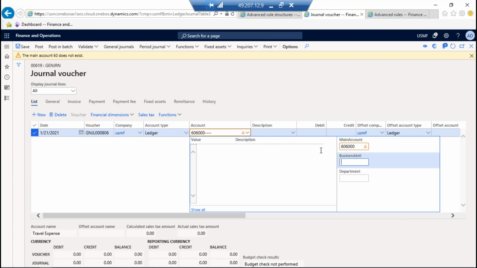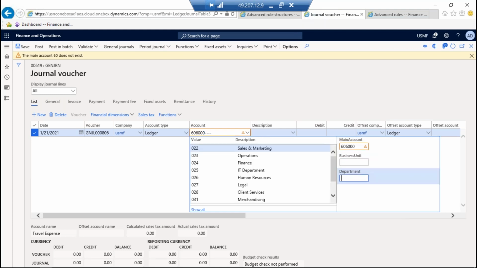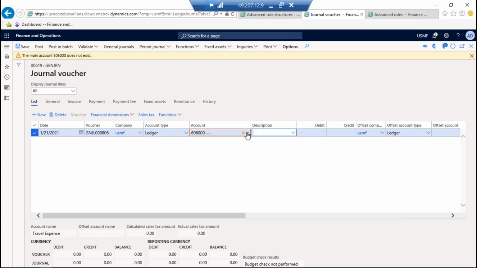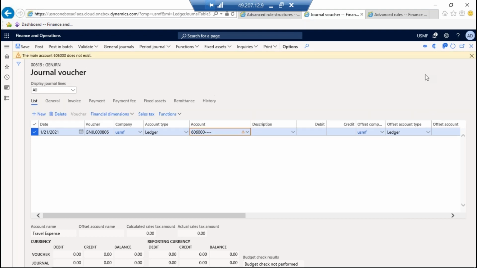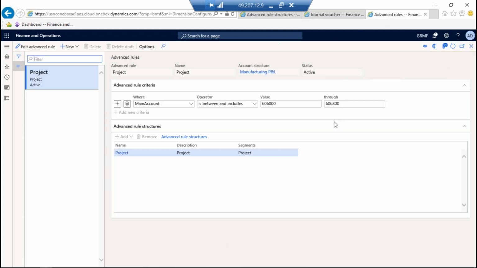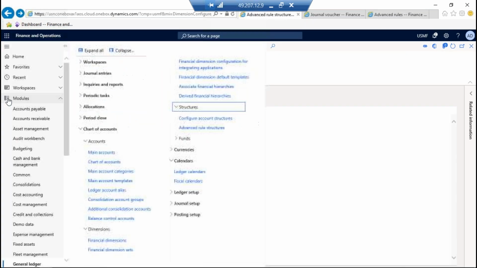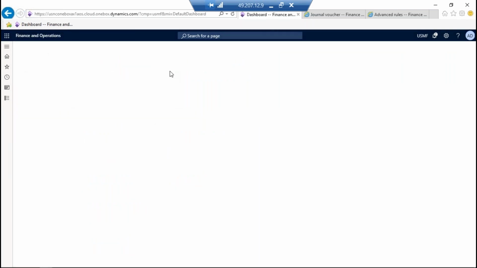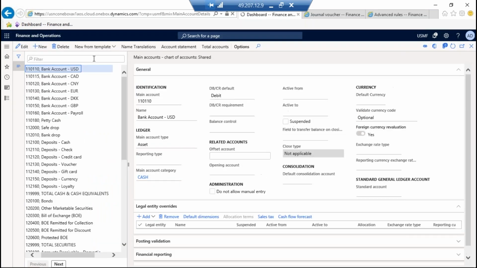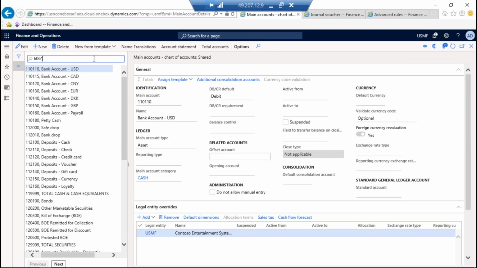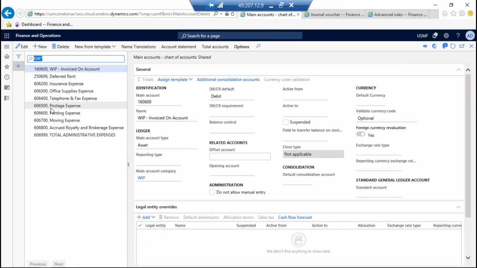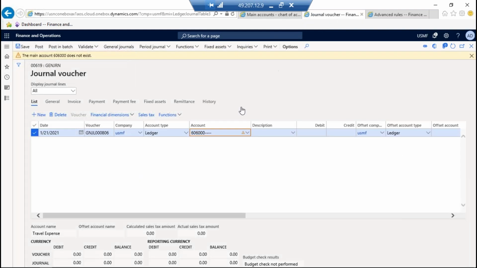Business unit, department, 1 minute. Okay, the main account does not exist, it is throwing an error message. Let me verify 606 in between. What are the accounts? So 606 200 is available. Suppose I'm selecting 606 200.